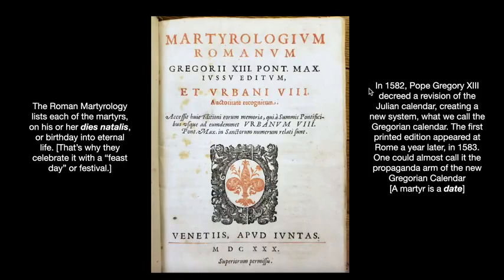In 1582, Pope Gregory VIII decreed a revision of the Julian calendar, creating a new system, what we call the Gregorian calendar. The first printed edition appeared at Rome a year later in 1583. One could almost call it the propaganda arm of the new Gregorian calendar. A martyr is a date.